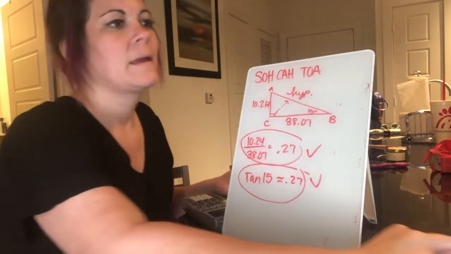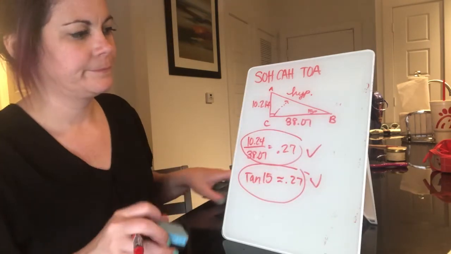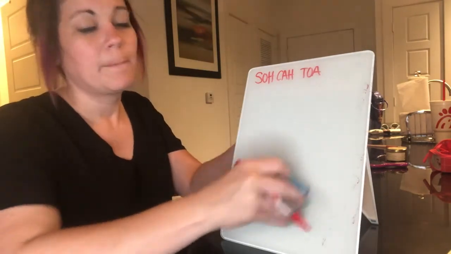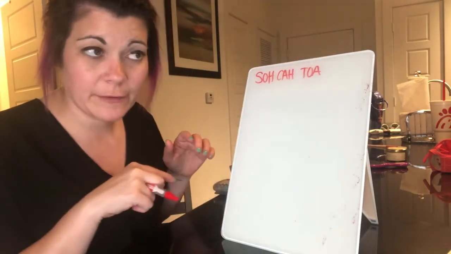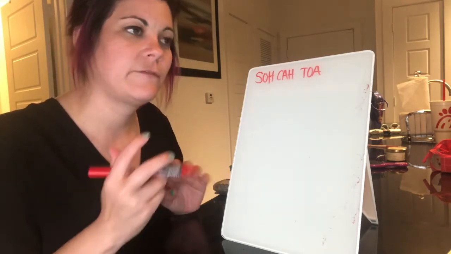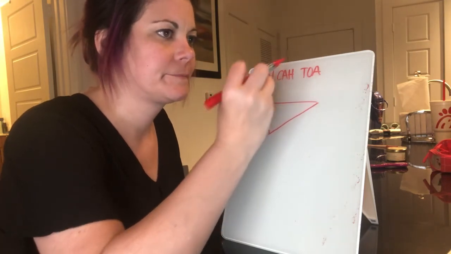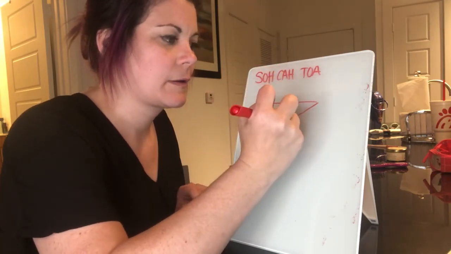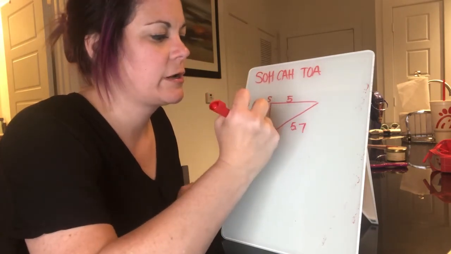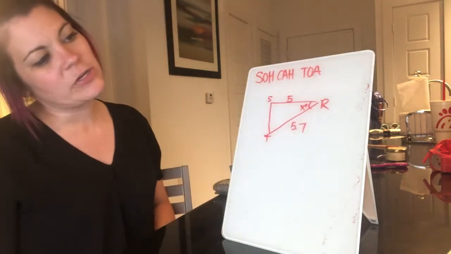Okay. Now let's talk about finding a degree. Remember, anytime you're looking for a degree measurement, you put the inverse in your calculator. That's only if you're trying to find a degree. So here we go. We want to know the measure of angle R.